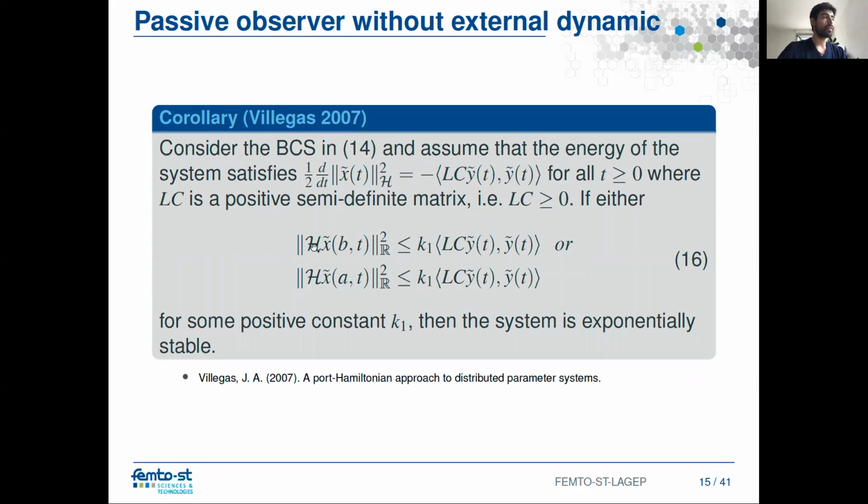There is another corollary also from Villegas that can prove the exponential convergence. And we only have to prove that the norm of the effort variable matches one of these two conditions. The norm of the effort variable at the right or at the left. This A is at the left side and B is the right side. So we have to prove one of these conditions and we have exponential stability.